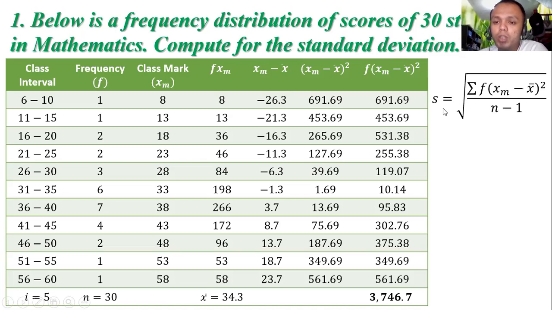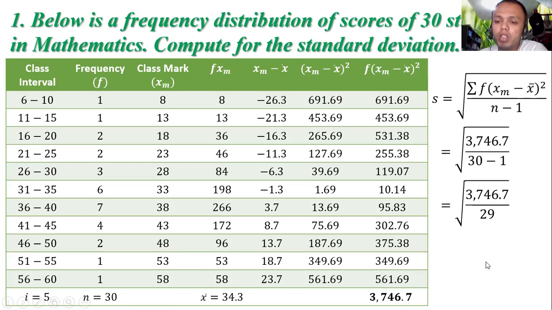So once we have the summation, using this formula, S is equal to the square root of the summation of frequency and square deviation all over n minus 1, we substitute. We have 3,746.7 all over your n, which is 30 minus 1 is 29. We divide, that would be equal to 129.2. Then get the square root, that would be equal to 11.4. So that will be our standard deviation.